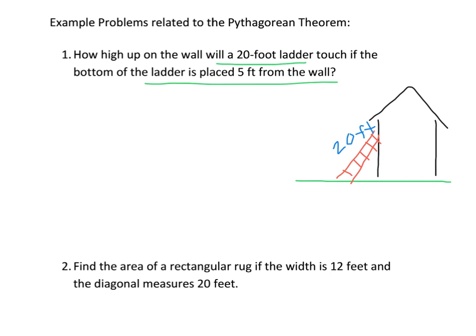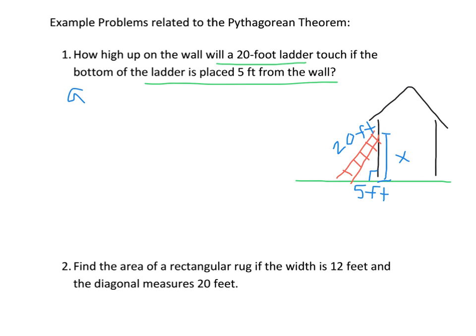And it's asking us how high up on the wall. So from here to here is what we're trying to solve. We were also told the ladder is placed 5 feet from the wall. So the bottom of the ladder is 5 feet away. Now we can go ahead and make this angle right here a 90-degree angle because the wall should be perpendicular with the ground.